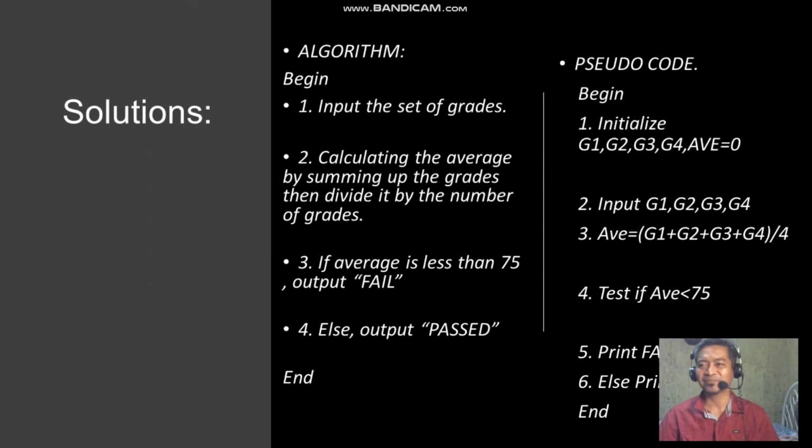So here it is: begin. So initialize, define variables. If specific, G1, G2, G3, G4, ave for average. And we can also put here the type of the variables, no? It can be real or integer or float, rather. Then since we have defined them, let's now ask the user.